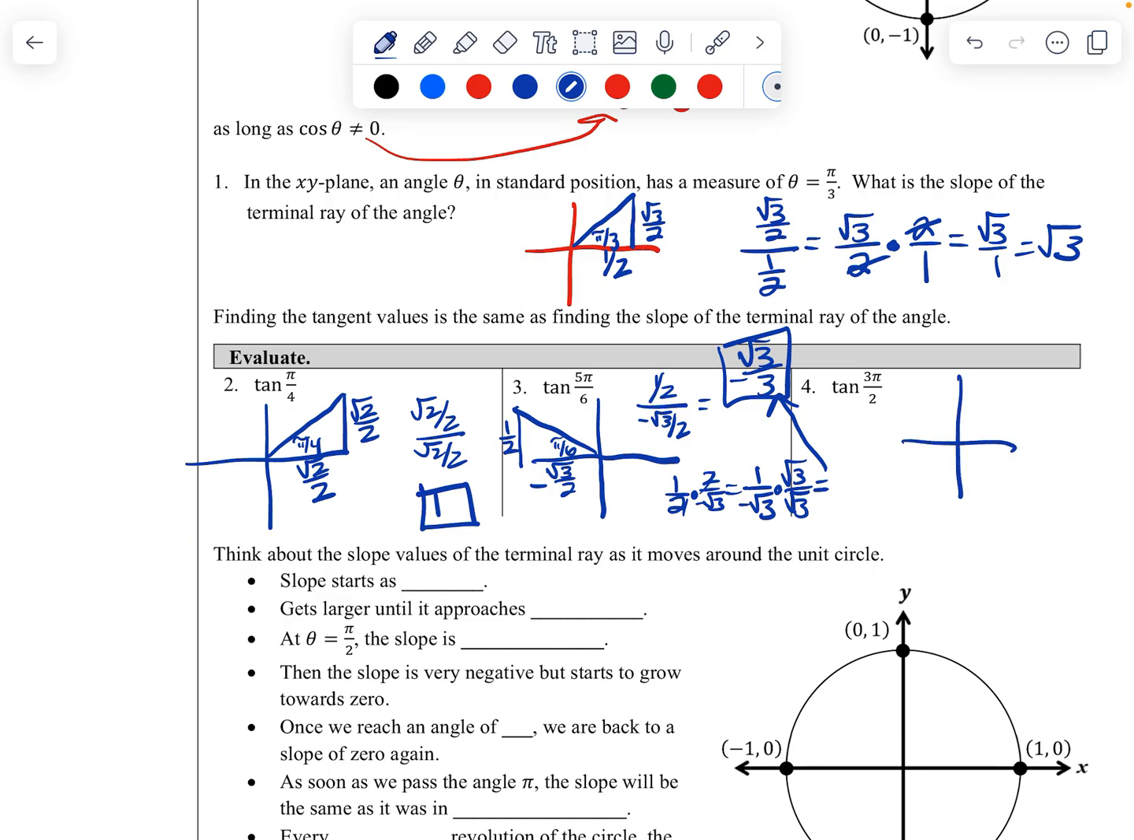And then 3 pi over 2. Pi over 2 is up here, so 3 of those. So this is the coordinate 0, negative 1. And again, it's y over x. So negative 1 over 0, we can't divide by 0, so we say that's undefined.